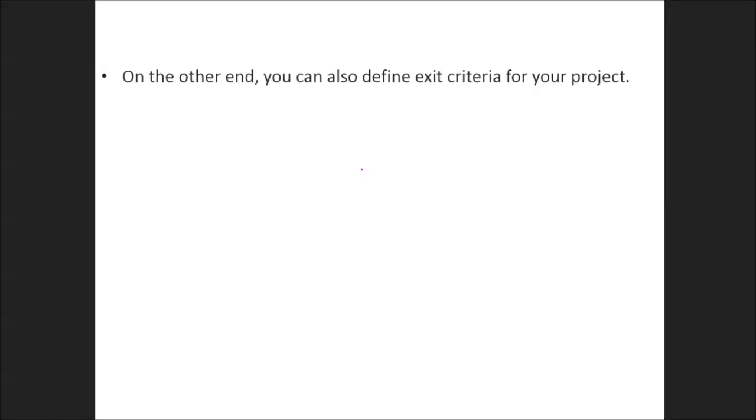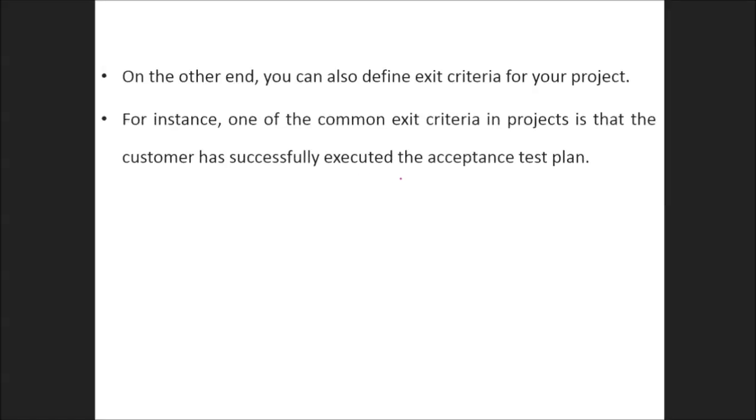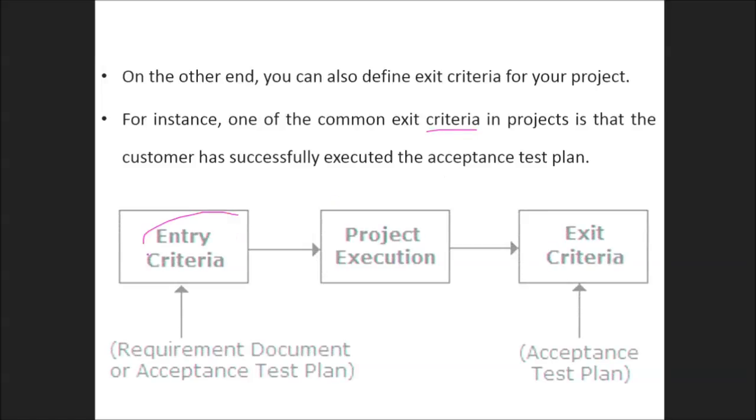On the other hand, you can also fix exit criteria for your project. Let us take an example. One of the common exit criteria in a project is that the customer has successfully executed the acceptance test plan. So the entry criterion may be the requirement document or acceptance test plan; only on receiving this will the project commence. After the project has been executed, the exit criterion may be the acceptance test plan executed by the user.